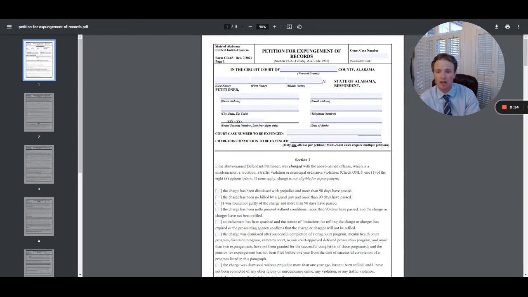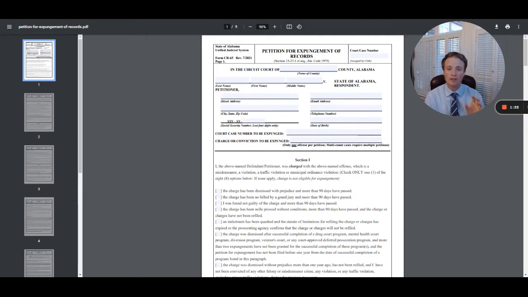So here's what we fill out initially: you put the circuit court of the county in which the case occurred. So if it was in a municipality, for instance in Gadsden, then you would file in Etowah County Circuit Court. If it happened in Etowah County, then of course you're going to file in Etowah County. Fill out your name, your information, and then you've got to have the court case number that you're going to expunge, and then also the charge or conviction to be expunged.